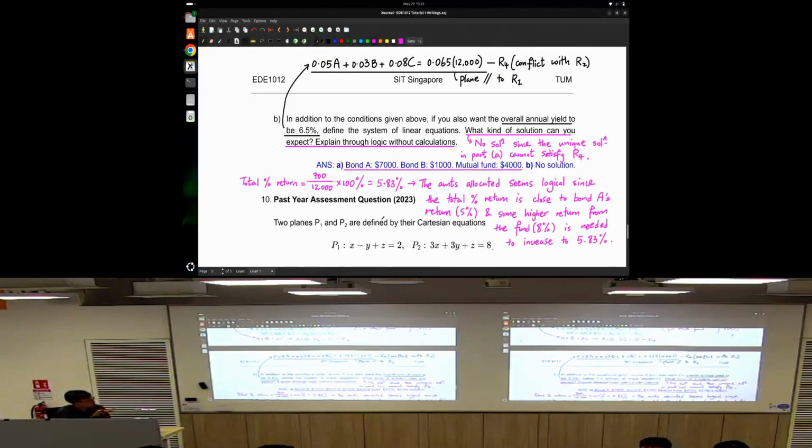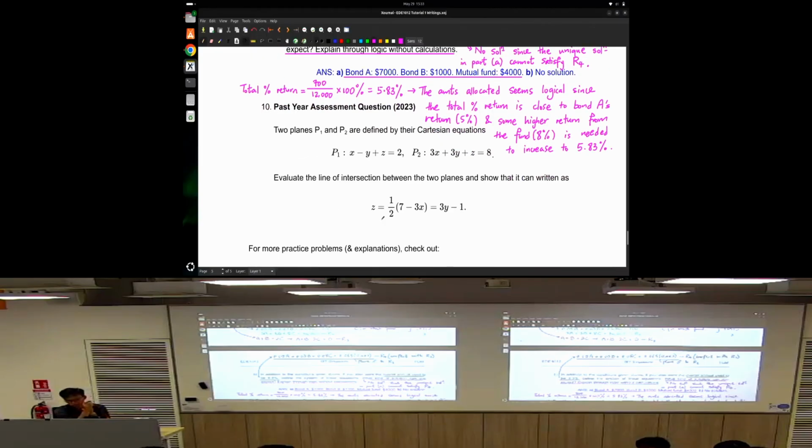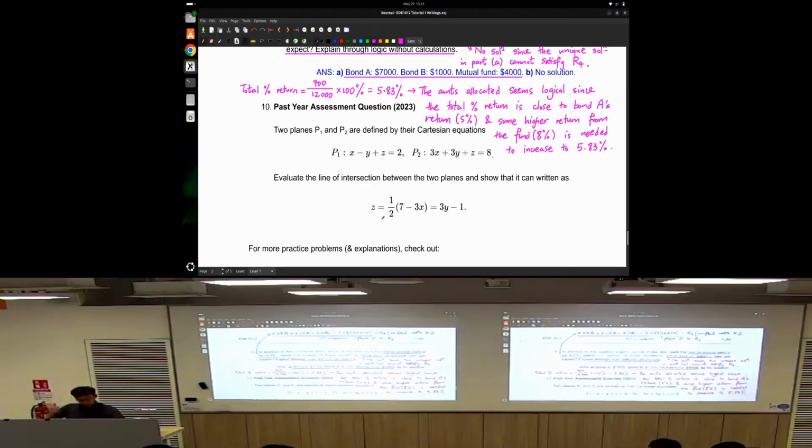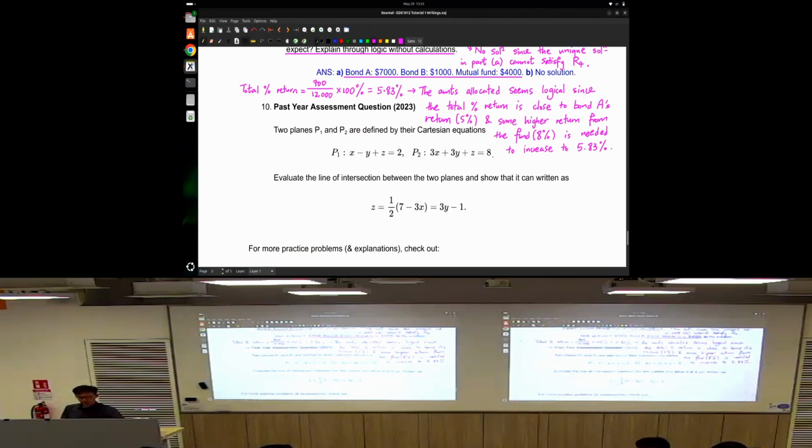So last question, which is on the partial assessment question. So actually this one is very straightforward. Okay, I'll leave you to DIY. But the story here is you are just given two planes, P1 and P2 respectively, given by the equations. Then you are supposed to evaluate the line of intersection between the two planes and show that it can be written as this. So what's the deal with this question? The deal is that it is just solving a system of linear equations.